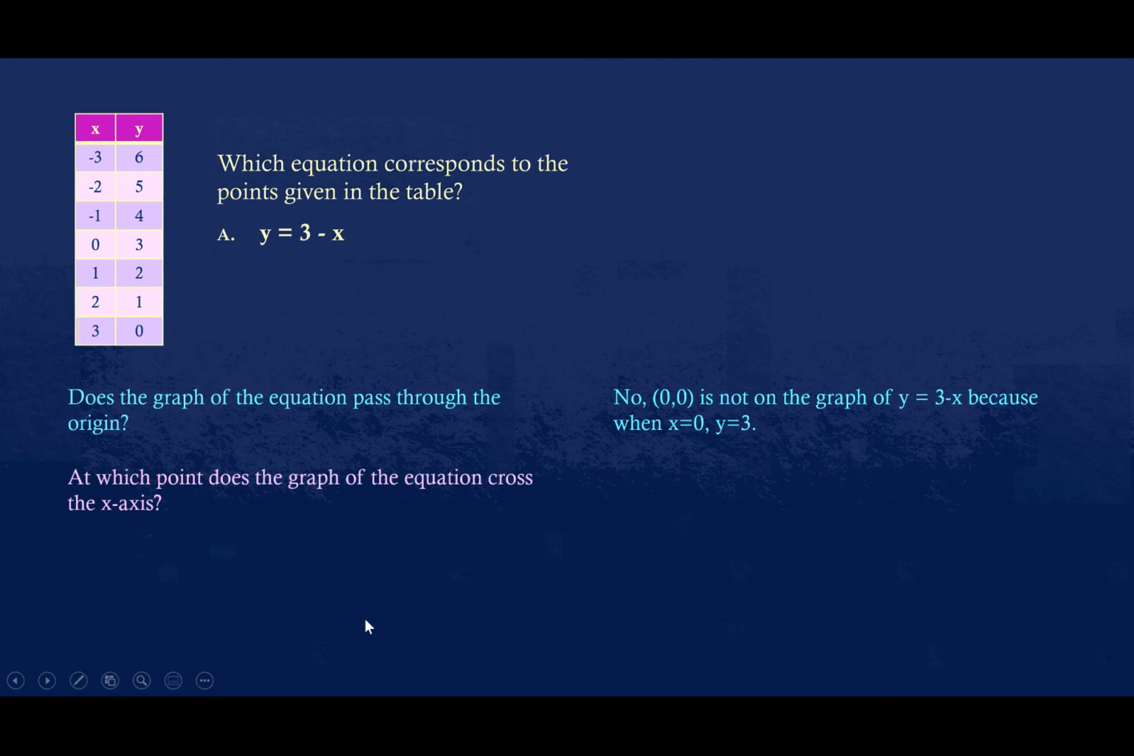All right, so let's talk about the x-axis. At which point does the graph of the equation cross the x-axis? This has a special name. It's called the x-intercept. It means exactly what you read here, that the line crosses the x-axis at a certain place. Now we can think about this, but let's also look at the graph.